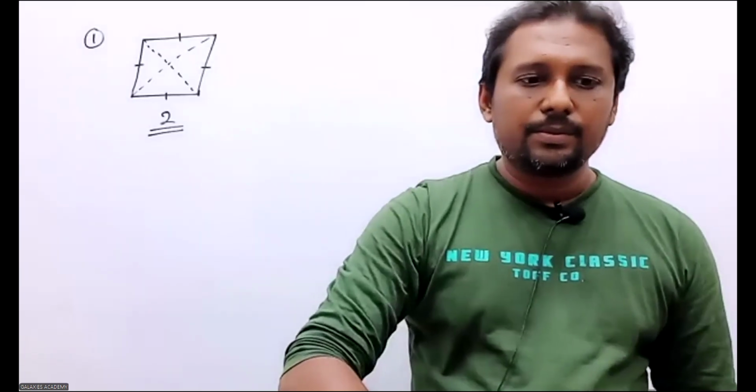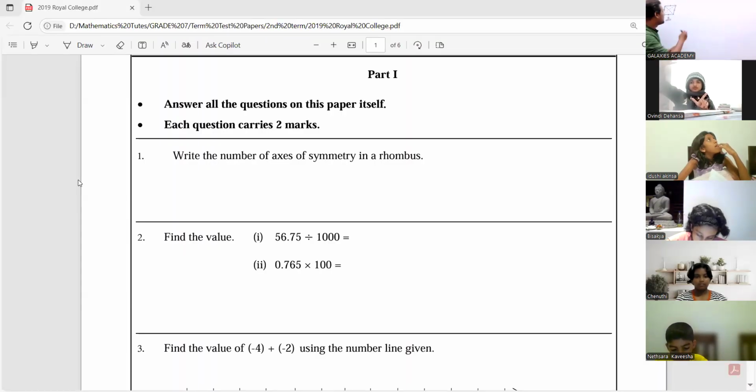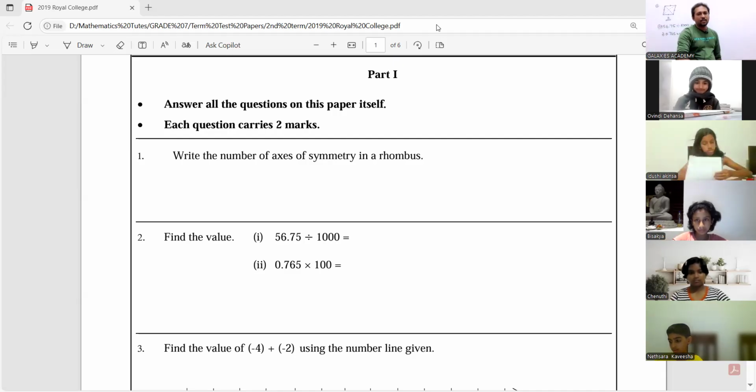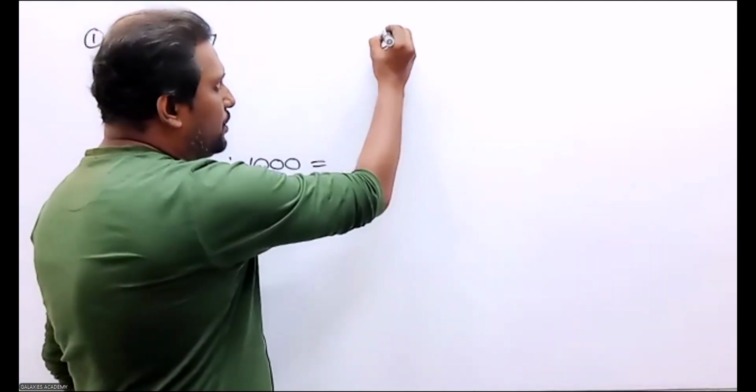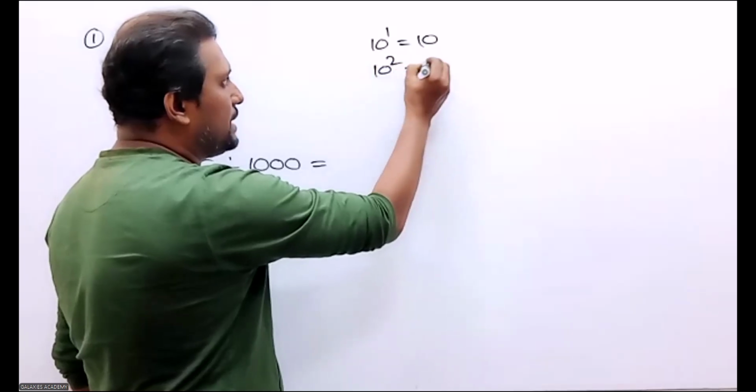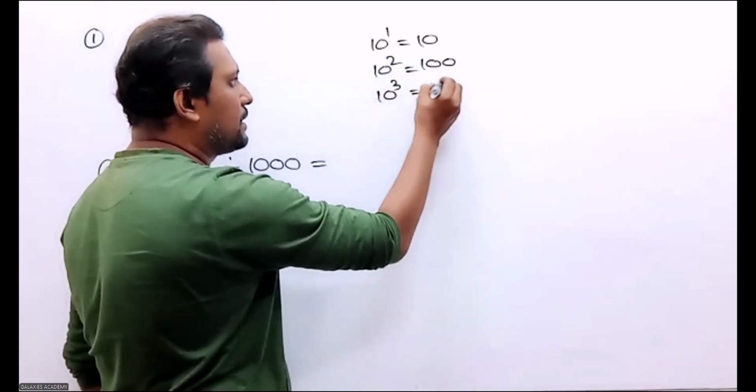Right. Then let's go to the next question, number 2. The second question given, a very easy one. 56.75 divided by 1000, and the second part given, 0.765 multiplied by 100. Right, 10, 100, 1000, that means they are the powers of 10. 10 to the power 1 is 10. 10 to the power 2 is 100. 10 to the power 3 is 1000.